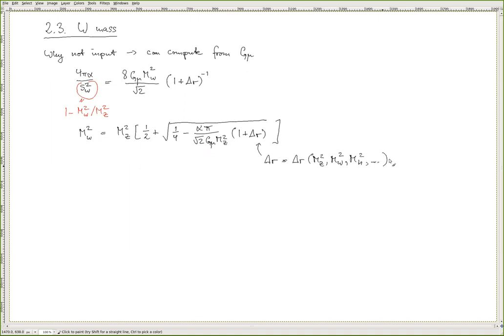And they need to be taken into account in particular because MW appears there, but we want to solve for MW. We really need to solve this equation in an iterative way, right? So we make a first guess what MW is, and then we plug it in and plug it in and plug it in, and finally it converges. So this is how we could get a theory prediction for MW. And then we can compare that to direct measurements.